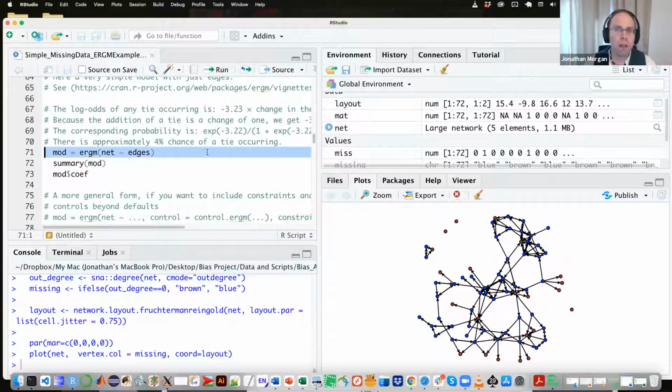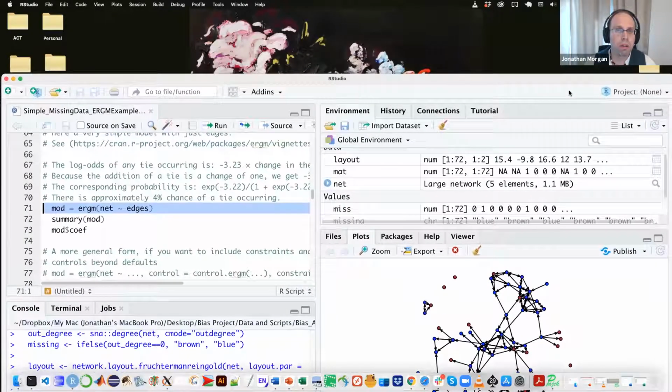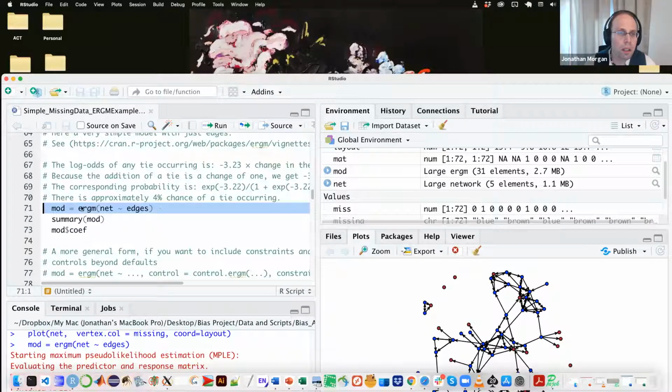But I can make a little model, and we were talking about ERGMs last time. This is the simplest ERGM you can make. I'm predicting my network using an edges term. Let me just run this really quickly, and I'll do a summary.